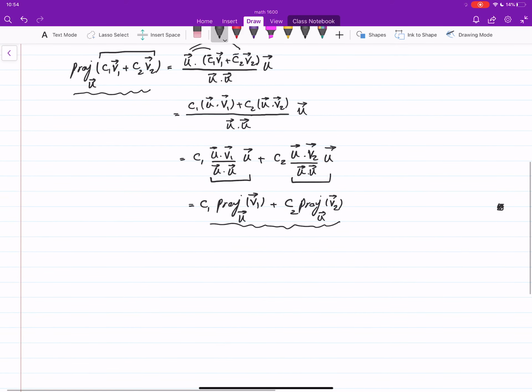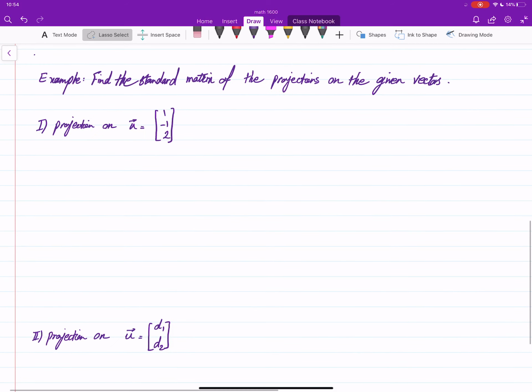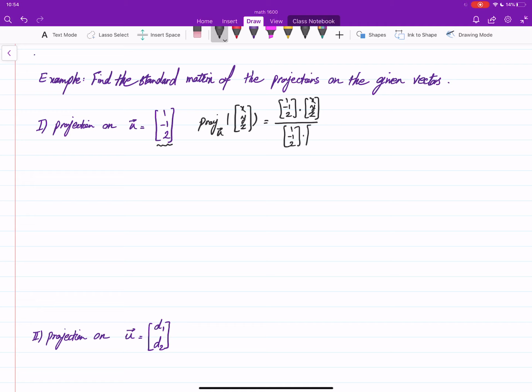Okay, so now that we know these are linear transformations, one can ask, well, for all linear transformations, we can find a matrix, a standard matrix. How about projections? Well, let's do this in some examples here. So projection on u here, then we have projection on u of, well, let me write x, y, z. This is from R3, so the projection will act on vectors with three components. Then u, which is (1, negative 1, 2), dot x, y, z over u dot u. Then scalar multiplied by u itself.